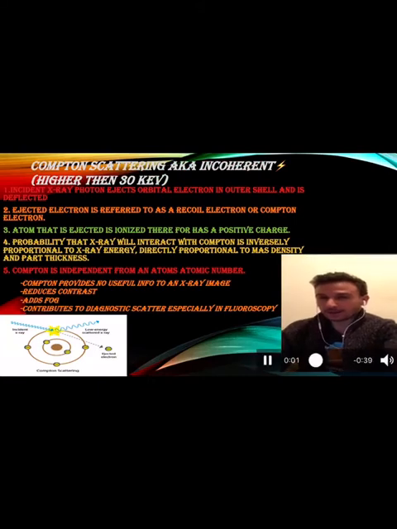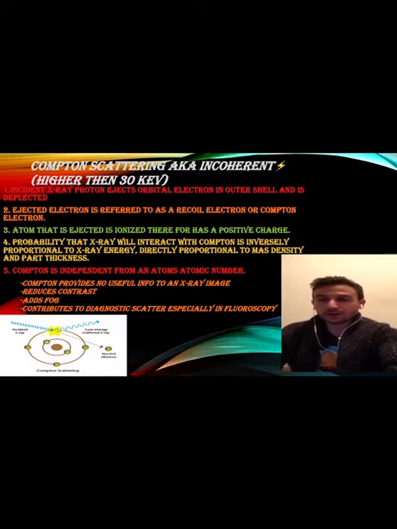Let's discuss the second lowest interaction with matter, Compton scattering, aka incoherent. An incident X-ray photon ejects an orbital electron in the outer shell and is deflected. The ejected electron is referred to as a recoil electron or Compton electron. The atom that is ejected from is ionized, therefore it has a positive charge. The probability that an X-ray will interact by Compton is inversely proportional to X-ray energy and directly proportional to mass density and part thickness. Compton is independent of an atom's atomic number. Compton provides no useful info to an X-ray image, reduces contrast, adds fog, and contributes to diagnostic scattering, especially in fluoroscopy.